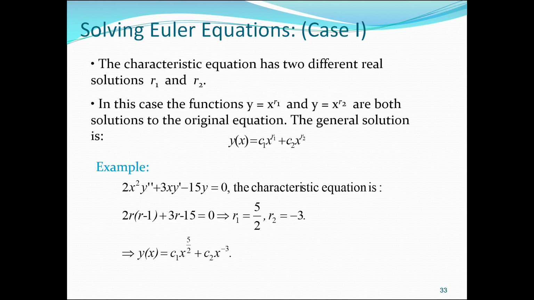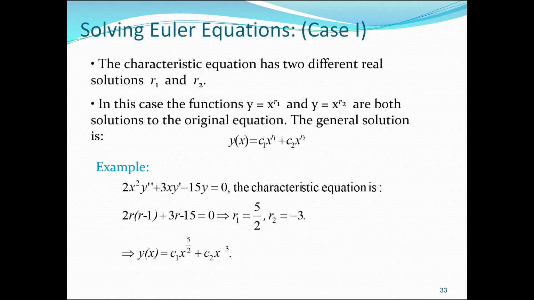There are three cases here, and we discuss them. Here also we solve the characteristic equation, and three different types of cases appear. The first case is real and distinct roots. Suppose y equal to x power r1 and y equal to x power r2, then the original equation's solution becomes y of x equal to c1 into x power r1 plus c2 into x power r2. This is the general solution of the original equation.